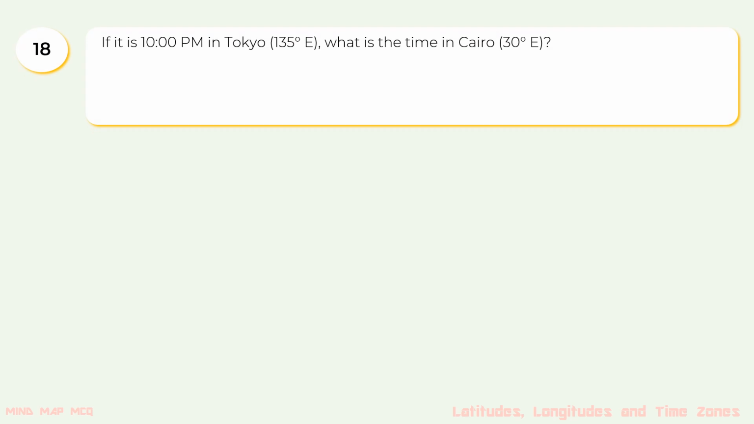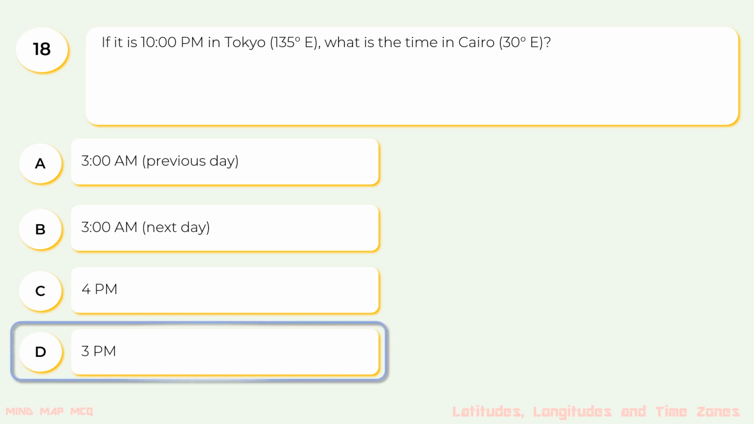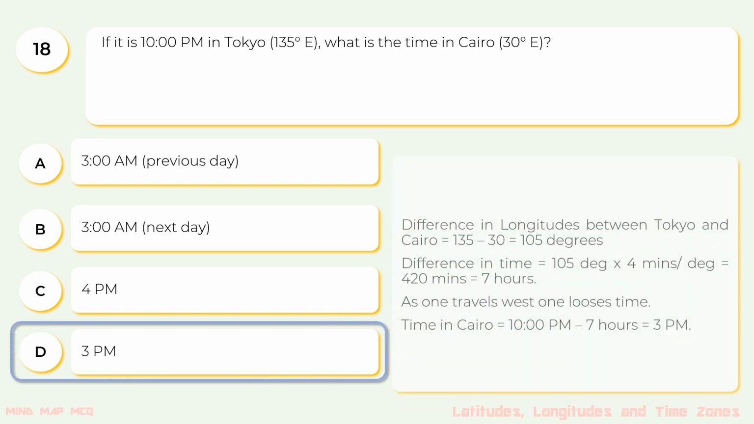18. If it is 10 pm in Tokyo, 135 degree east, then what is the time in Cairo, 30 degree east? The options are A 3 a.m. the previous day, B 3 a.m. the next day, C 4 p.m. or D 3 p.m. The correct option is D 3 p.m.